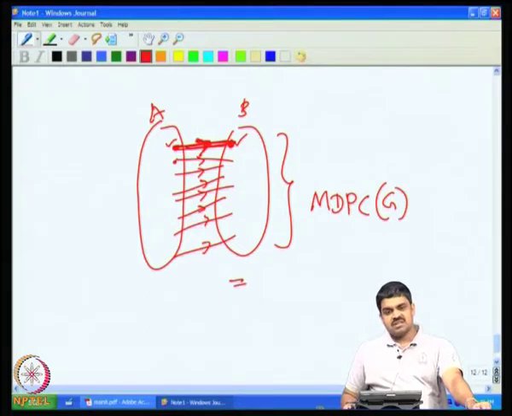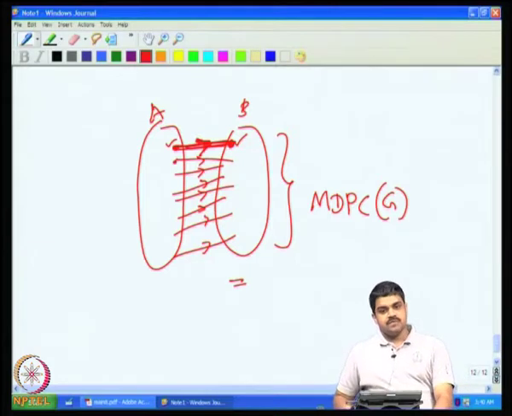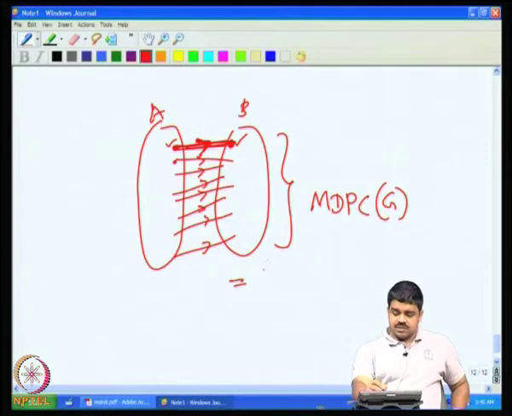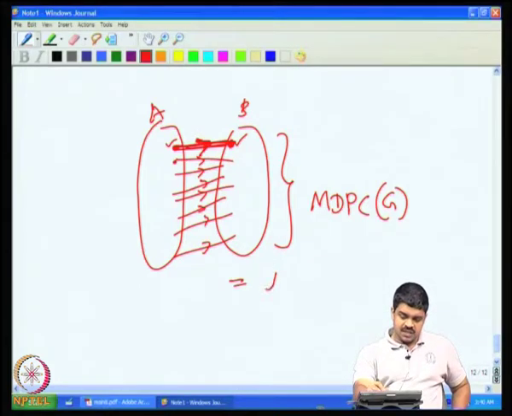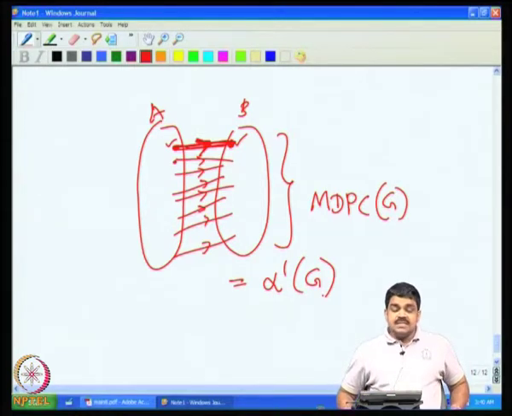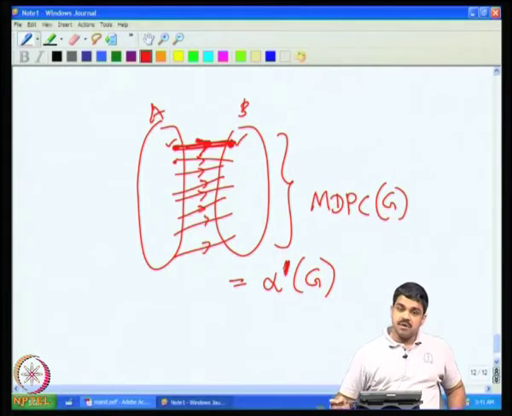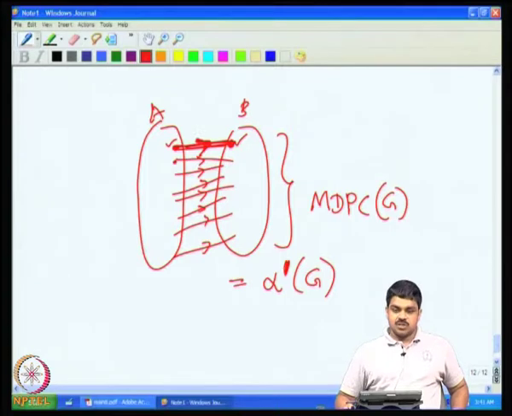But how many paths can there be with exactly 2 vertices in them? You see there are edges and they are independent edges, directed of course from the A side to the B side, but clearly, with some thought, you can realize that it is essentially alpha dash of G. That means the biggest matching in G is to be considered, that is alpha dash of G. That will give you the maximum number of paths with 2 vertices in them.